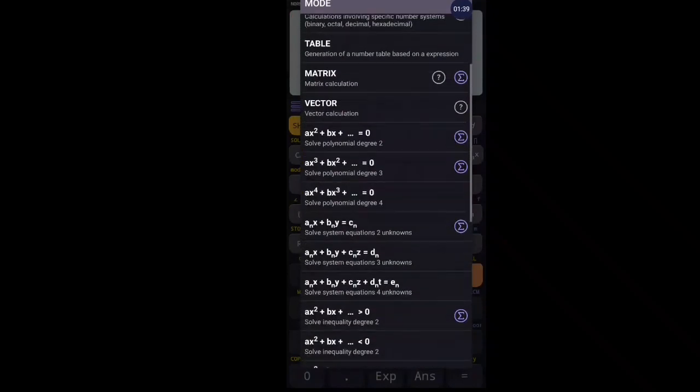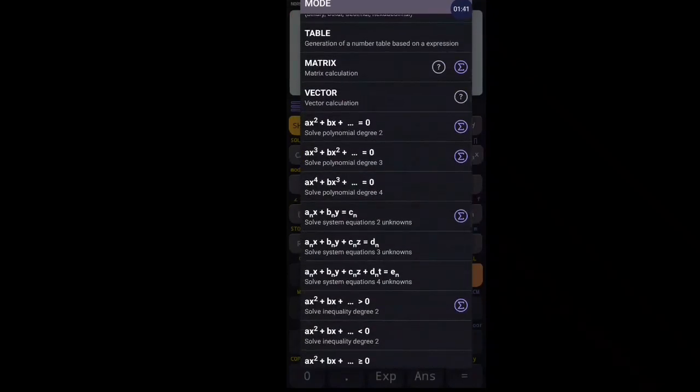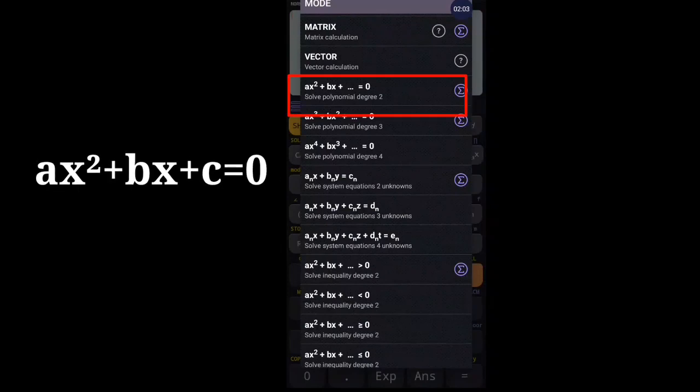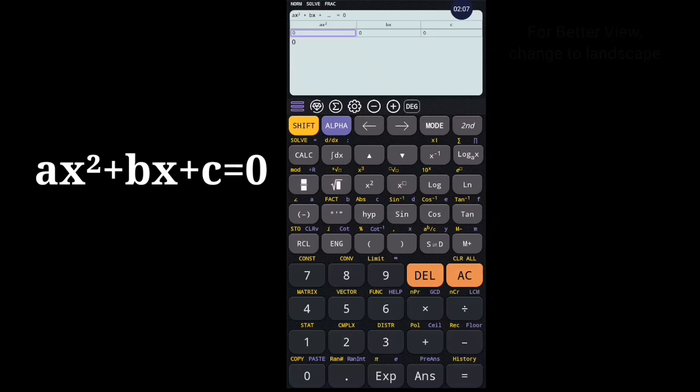It shows you different equations. Since we are solving quadratic equations, first of all, we pick the equation in the form of a quadratic equation. The form of a quadratic equation is ax squared plus bx plus c equal to 0. So here we have this here, and here we have ax squared plus bx plus c equal to 0.